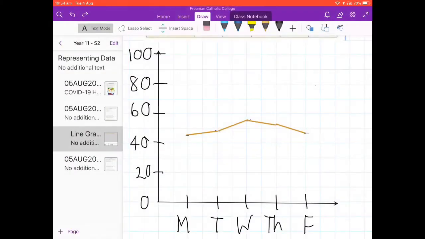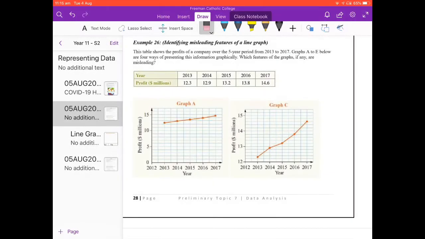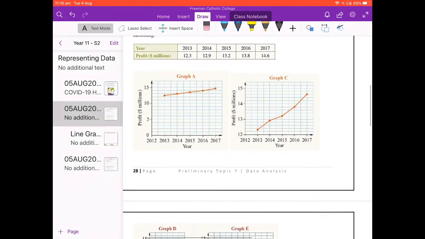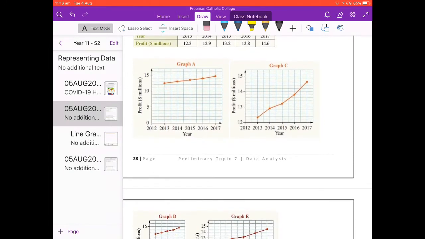Now, like for example 25, identifying misleading features of a line graph. This table shows the profits of a company over the 5-year period from 2013 to 2017. So here are 4 graphs, A to E, which represent this information below. What can you see is misleading about each graph?